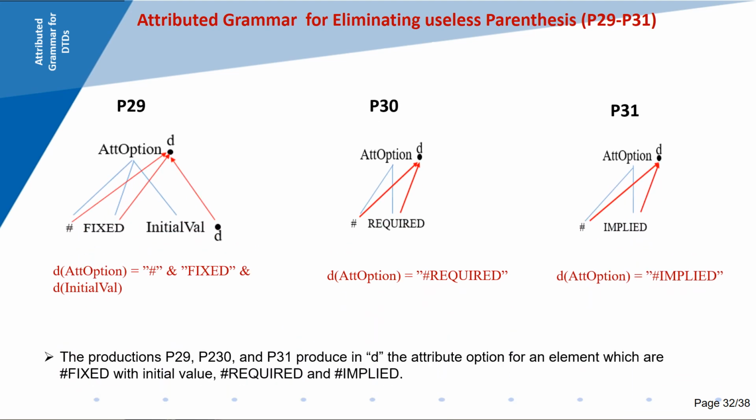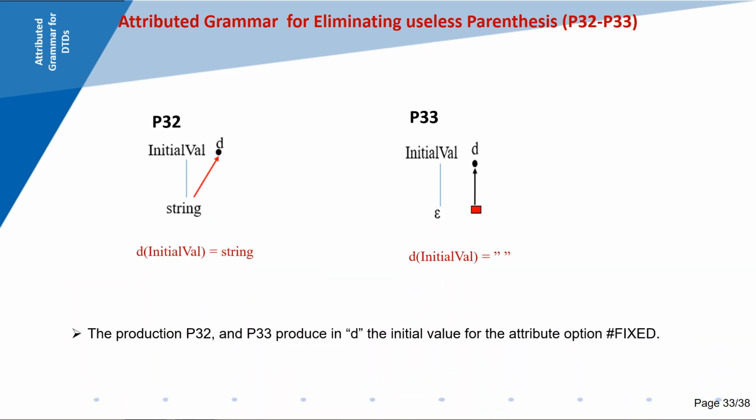Productions P29, P30, and P31 produce indeed the attribute options for an element, which are #FIXED with initial value, #REQUIRED, and #IMPLIED. The productions P32 and P33 produce indeed the initial value for the attribute option #FIXED.